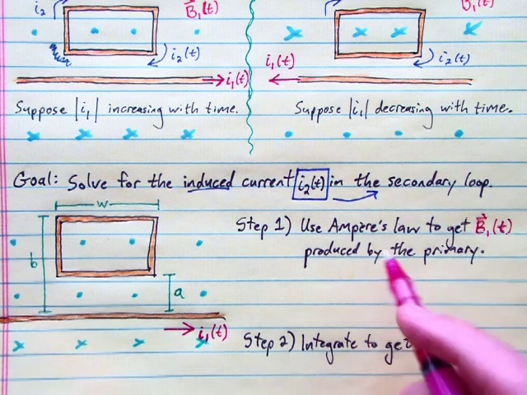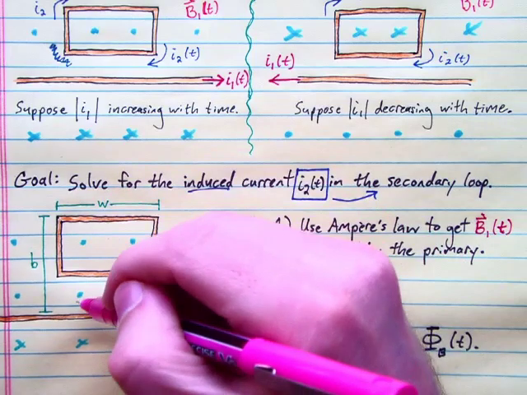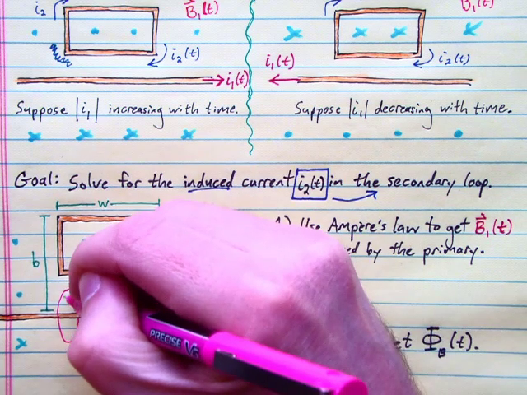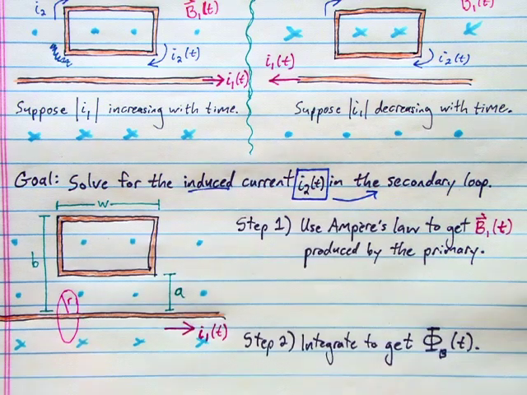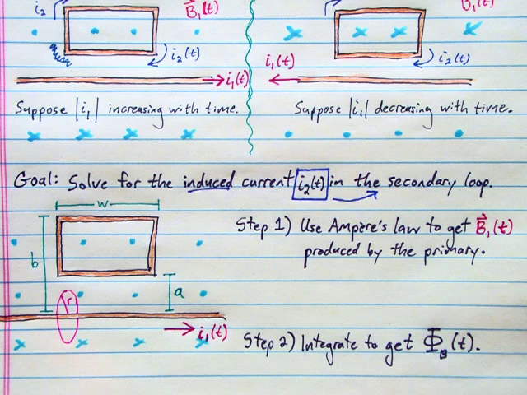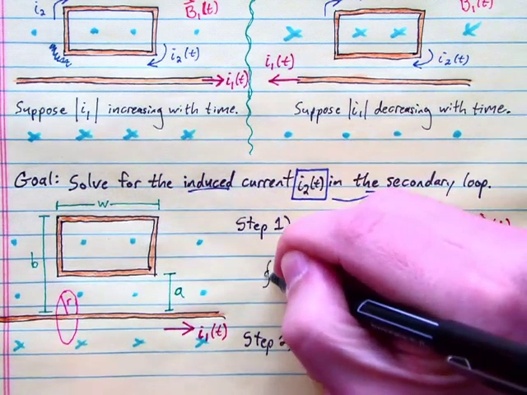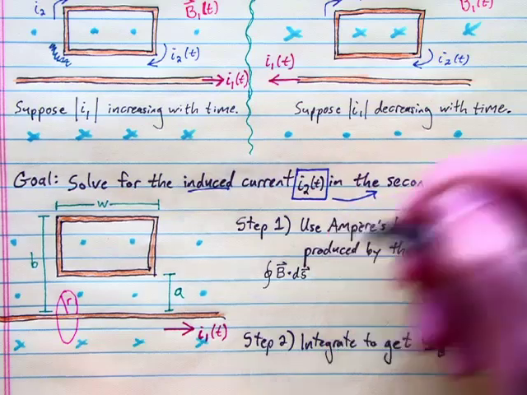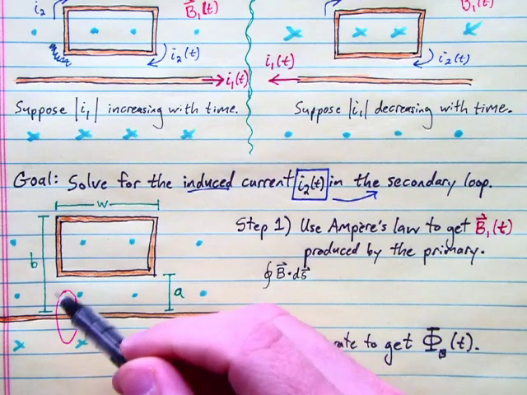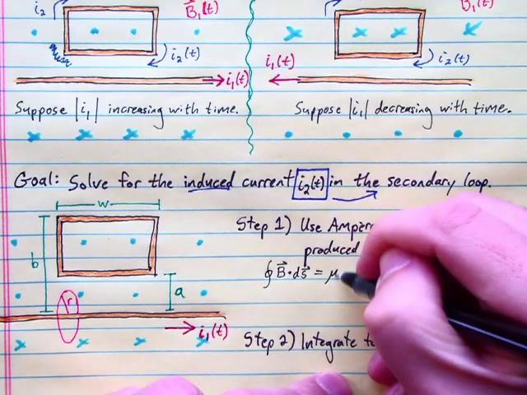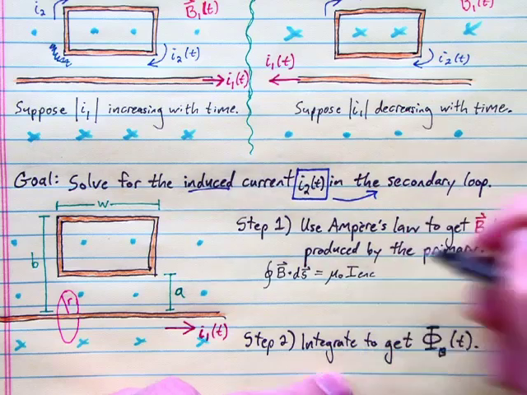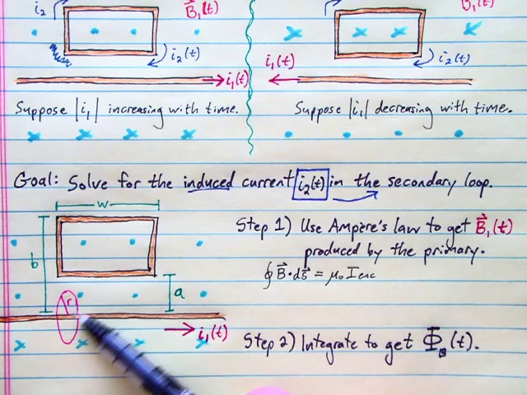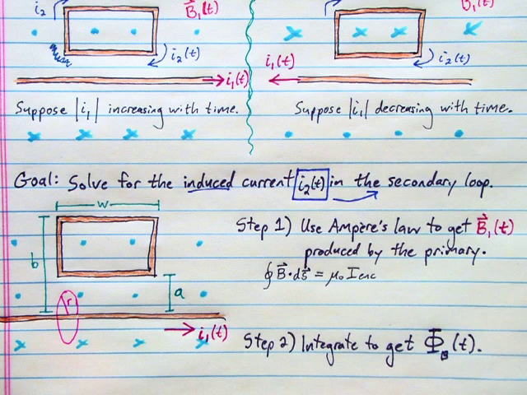And let's utilize Ampere's law. Imagine an Amperian loop of radius little r surrounding that primary wire. State Ampere's law. That is the B field dotted with ds around this closed Amperian loop equals mu naught times the current penetrating through the open surface bounded by our closed Amperian loop.